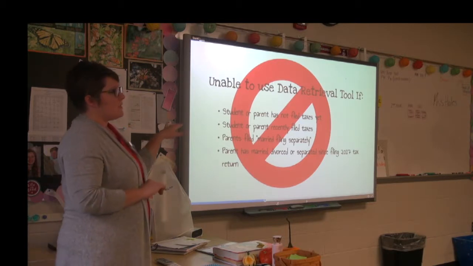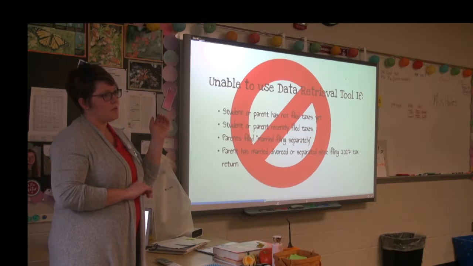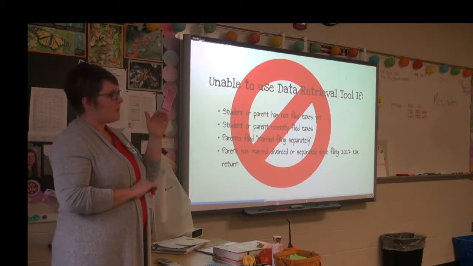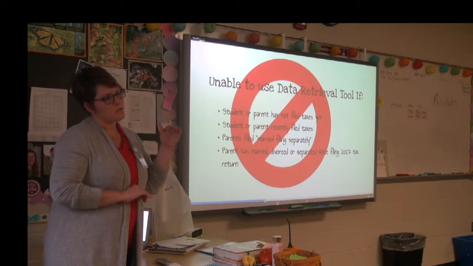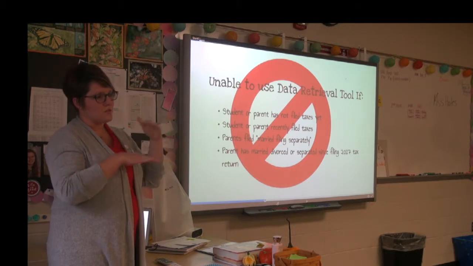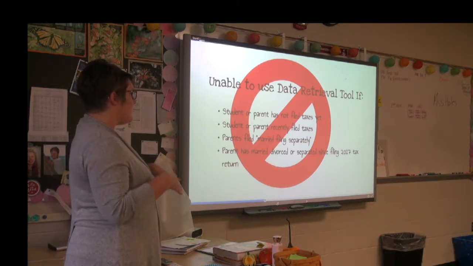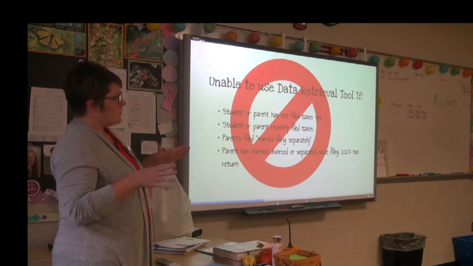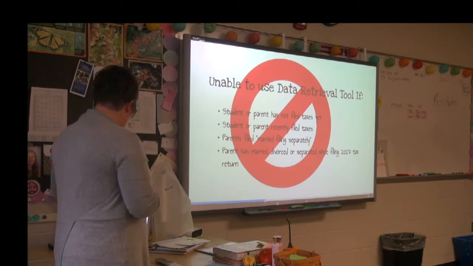And this is a question that it's going to ask. It's going to ask for a parent's marital status and tax filing status. When you put in married filing separately, it's not even going to allow you to use the data retrieval tool. It'll just ask you to put the numbers in from your tax return. So you'd want to have your tax return handy, regardless of whether you're using the data retrieval tool or not. Have that tax return handy, and I'll tell you why.